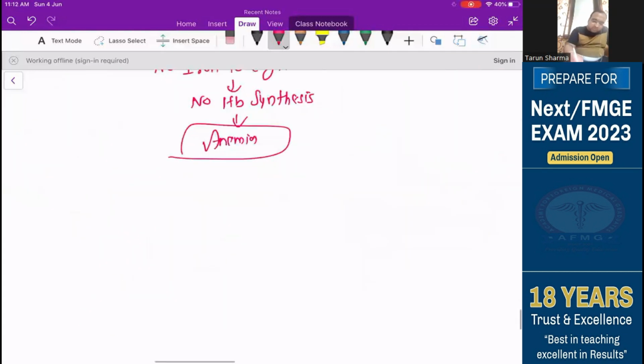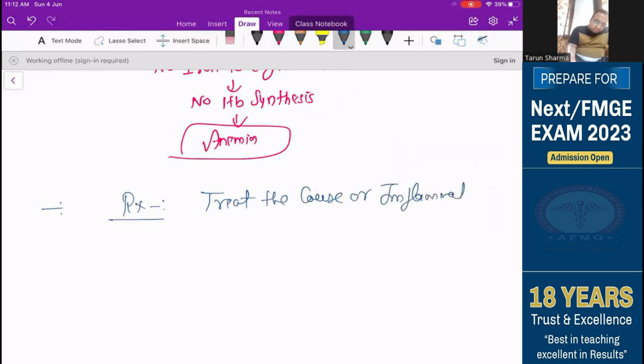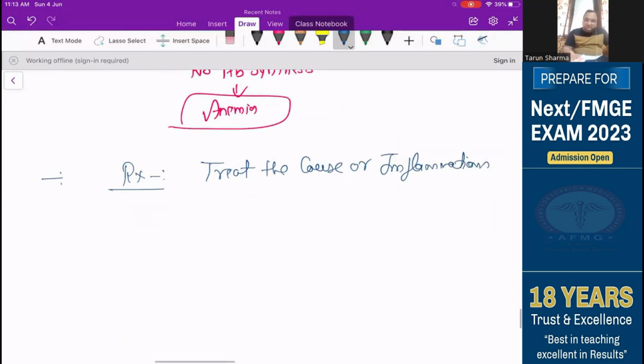Last thing about the anemia of chronic disease, what should be the treatment. The treatment will be simple. Treat the cause, treat the inflammation. Don't treat the anemia. First of all, you have to treat the cause or you have to treat the inflammation. Okay, so that is the answer.